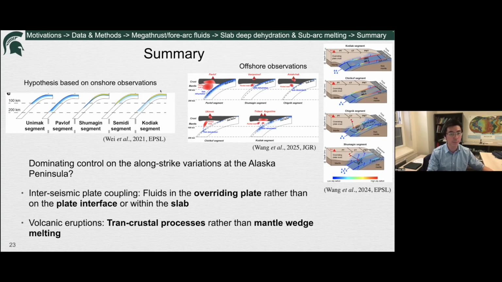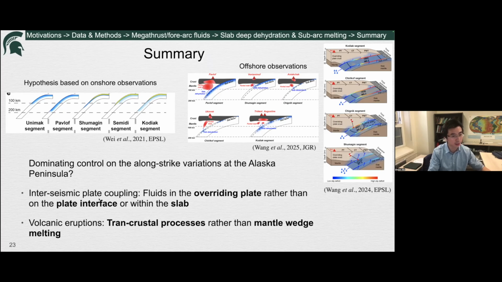I just want to go back to our hypothesis at the beginning. As you see in this cartoon, I only had the slabs, because at that time we were trying to find out if there is a simple solution, where the variations in the slab can explain everything in the subduction zone. Well, at that time we didn't have offshore observations. Now with the offshore observations, the story is definitely different.